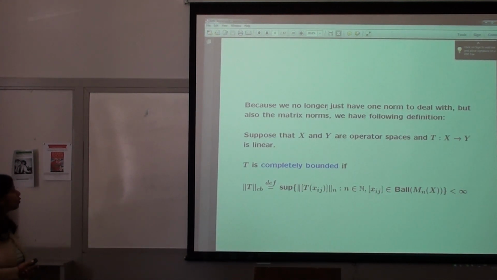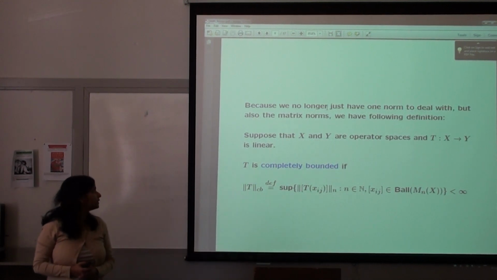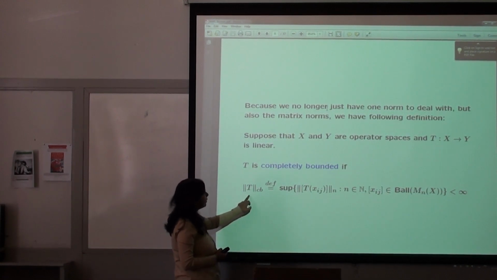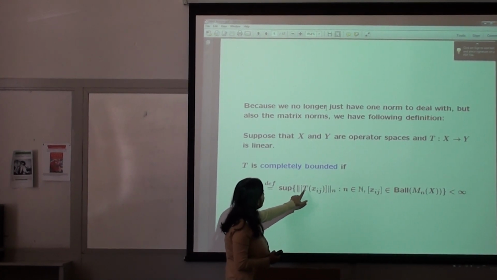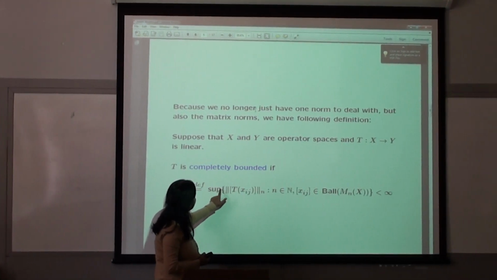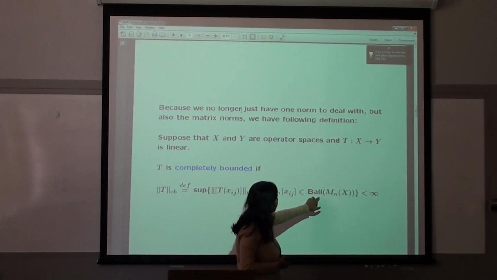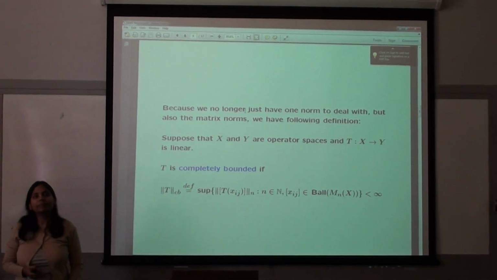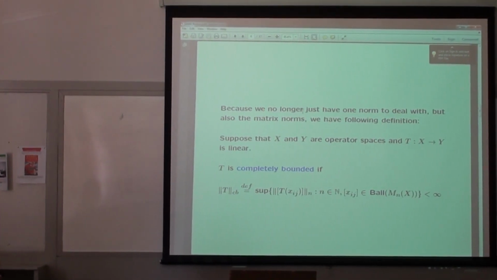Because we no longer just have one norm to deal with, but also the matrix norm, we have the following definition. If X and Y are operator spaces and T is a linear map, we define T to be completely bounded if this is true. So the completely bounded norm: if the supremum of the norms of T applied to the matrices (Xij), over all n and all matrices inside the ball of Mn(X), is finite, then we say that T is completely bounded, and that supremum is the norm of that map, which is called the completely bounded norm.